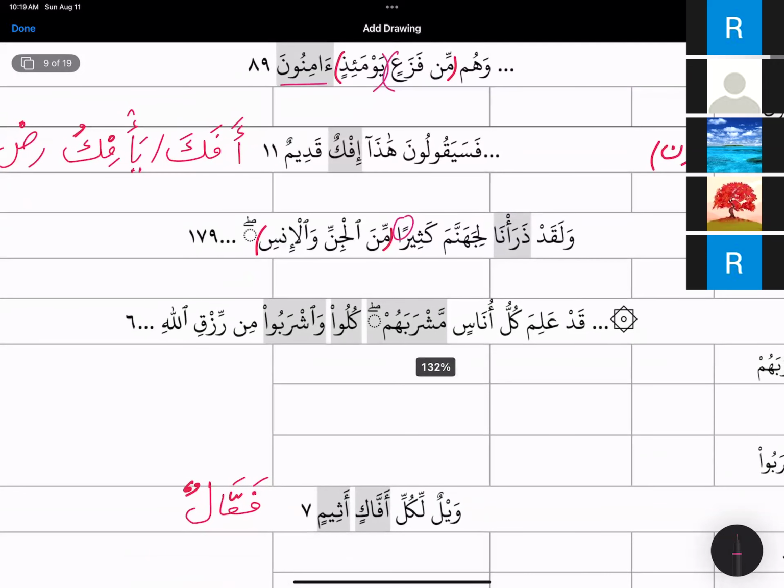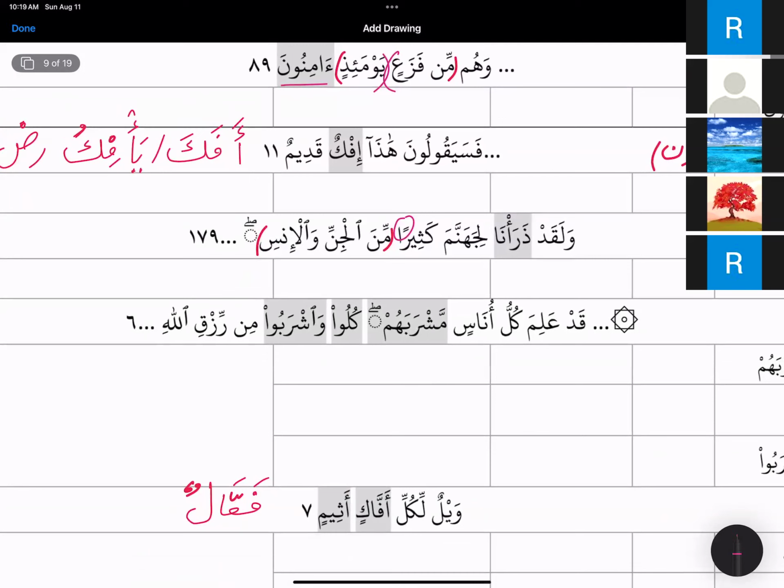قد علم كل أناس مشربهم. Mashrabahum. What kind of word is mashrabahum? It's a zarf, the name of a place. Mudaf ilayhi is children's business now, right? I'm asking something else now. Mashrabahum, what kind of siga is it? It's maf'alun. So this is the zarf pattern.